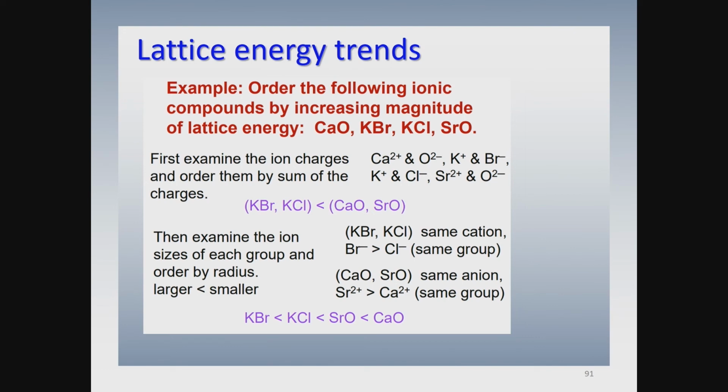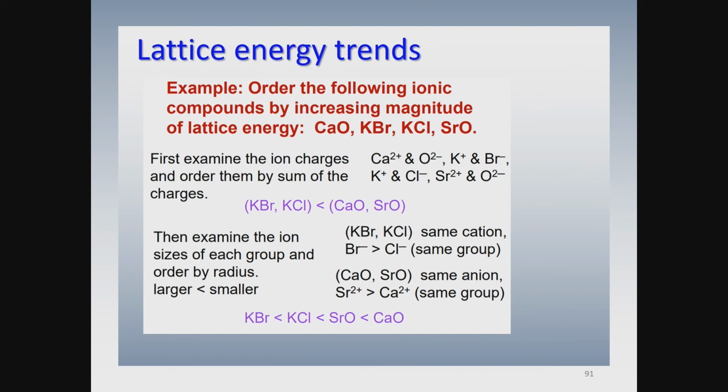One thing you can notice is that in the example of calcium binding to the oxide anion, calcium is 2+ and oxygen is 2-, and so that adds up to 4 total charge units. Potassium and bromine are 1 apiece, so that's 2 total charge units. Potassium chloride is 2 charge units, and strontium oxide is 4 charge units.